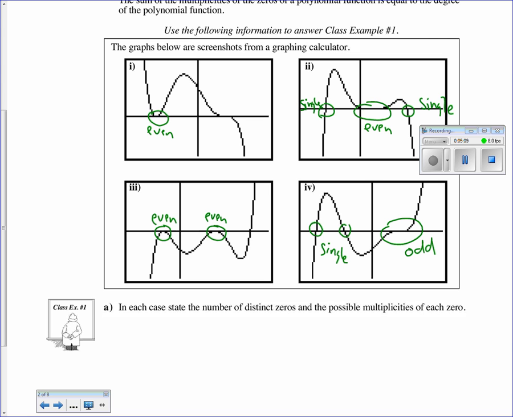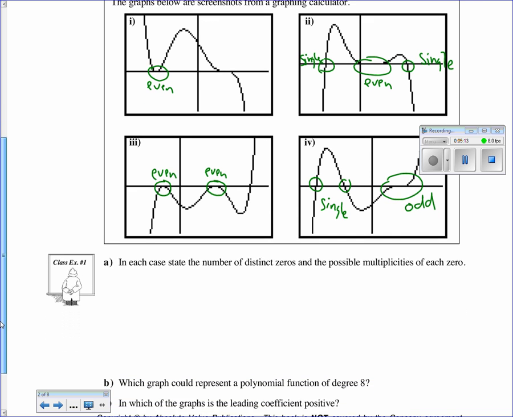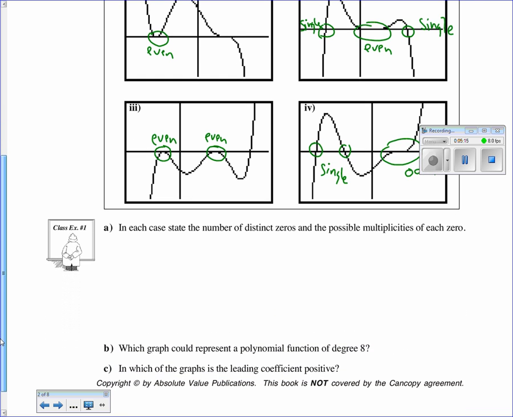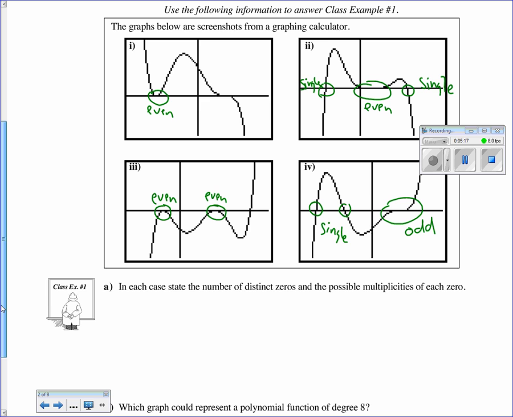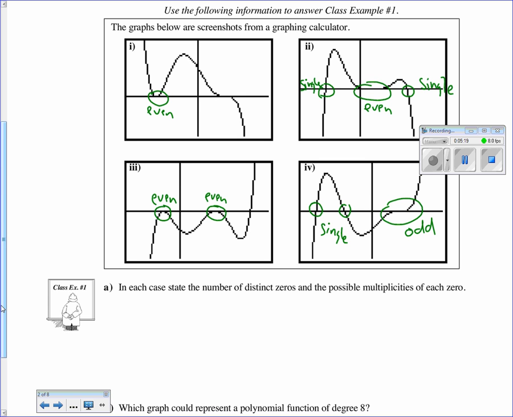So let's see if we can look at the analysis. In each case, state the number of distinct zeros and the possible multiplicities of each zero. So the number of distinct zeros, how many distinct x-intercepts are there for number 1, or I? There are 2 distinct, oh, I forgot to label this one. What's this one? That's a slide or a squiggle, which is an odd. So that one's an odd.